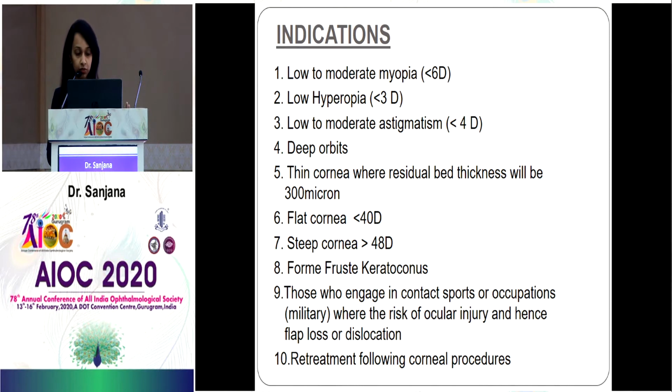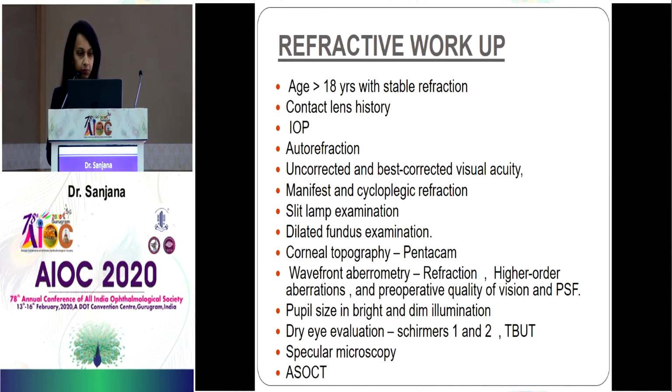And also lastly, in cases of retreatment following corneal procedures, so if we have to go for an enhancement where the patient has already undergone LASIK or SMILE, then the retreatment option PRK would be better. So this is the basic refractive workup which we do for all cases. So first of all, look at the age of the patient. It should be more than 18 years with a stable refraction, not changing more than 0.5 diopters in 1 year.